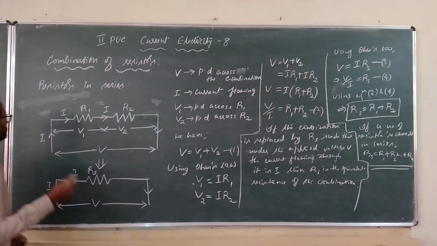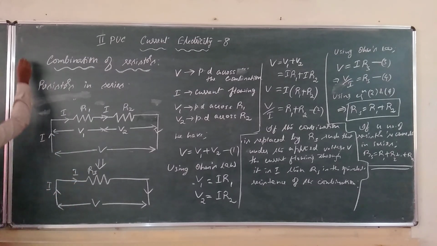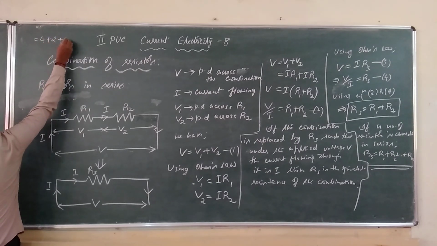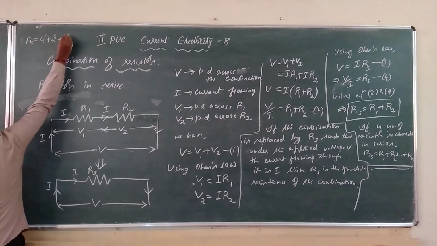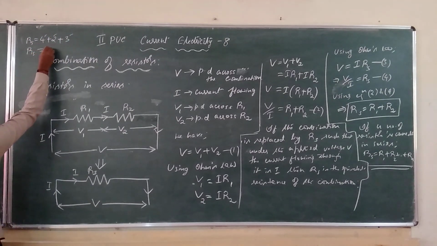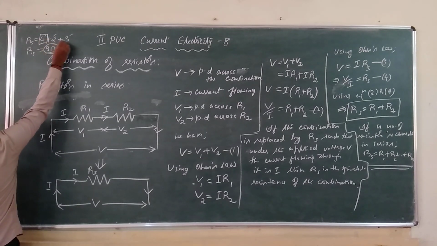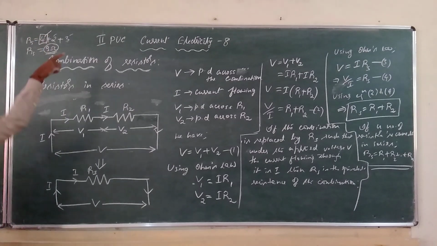Take one example, say R1 is 4 ohm, R2 is 2 ohm, R3 is 3 ohm. So Rs will be R1 plus R2 plus R3, so Rs will be 9 ohm, which is greater than the maximum among the individual resistances. Among the individual resistances, the maximum is 4 ohm. So therefore, the effective value of resistance in series combination is greater than the maximum among the individual resistances.